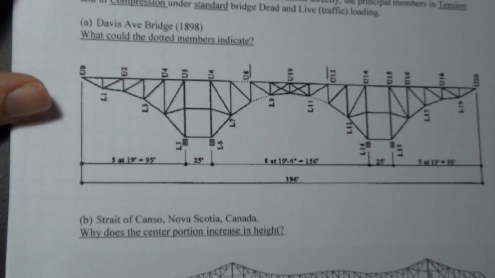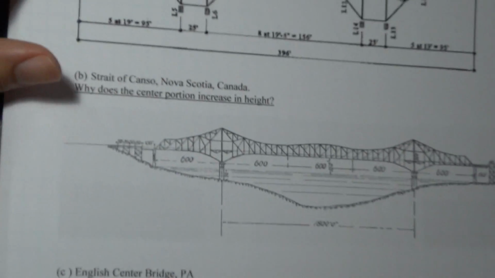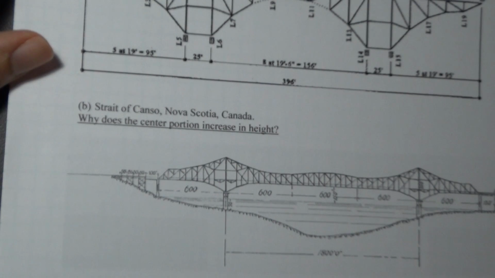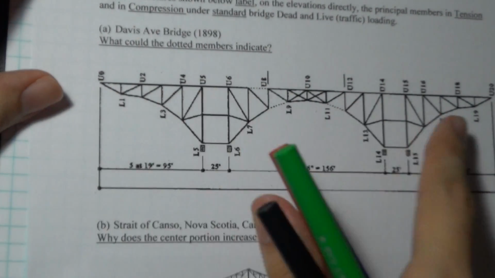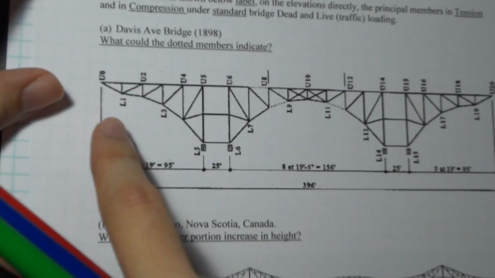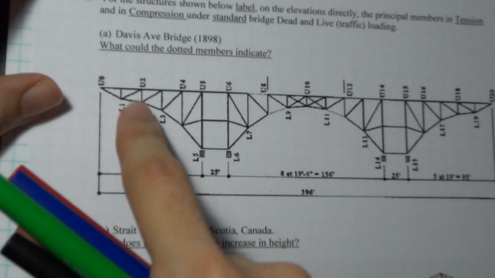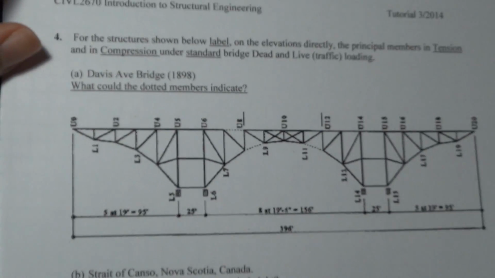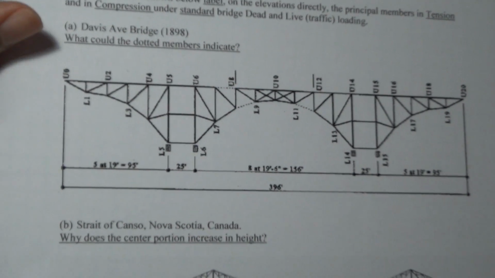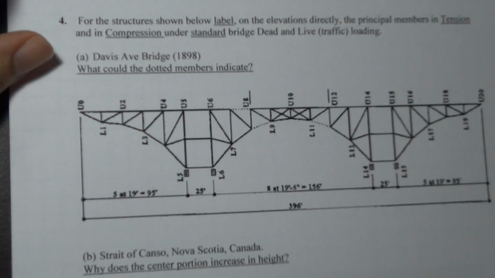So in this particular case, for this problem, I recommend that you just print out this page and attach this page. Instead of redrawing the entire diagram, just label your tension and compression on the diagram itself, and turn this sheet in for problem 4. You don't have to copy it out by hand. Just print this sheet out and do all your work on this sheet.